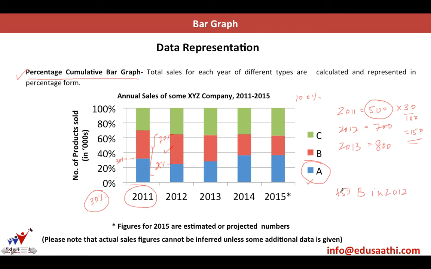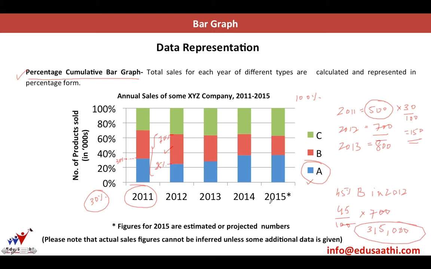So in terms of quantity, how much did it sell? 45 divided by 100 multiplied by the total products sold in 2012, which is 700. You can calculate this, and it comes out to be 315,000 products for type B.